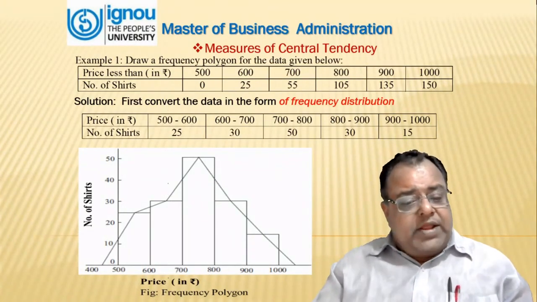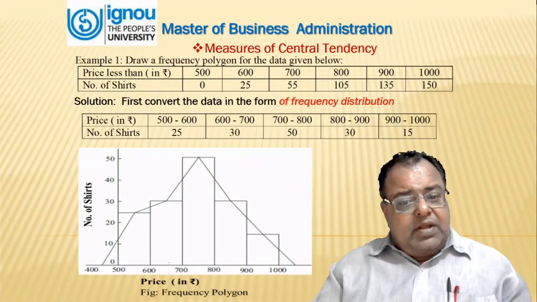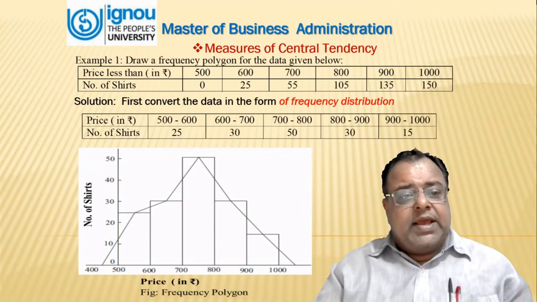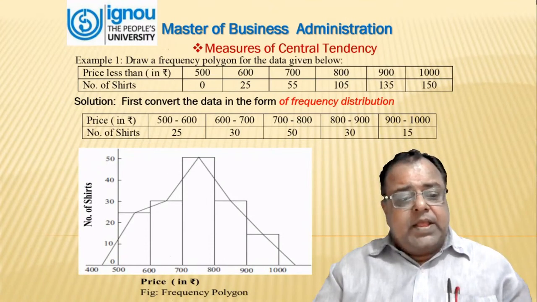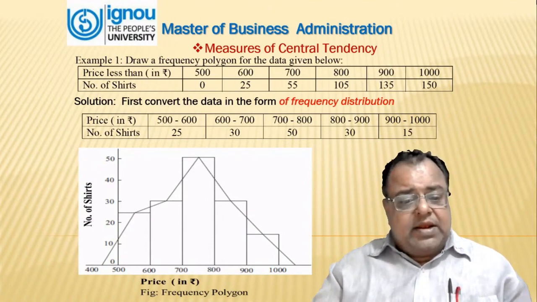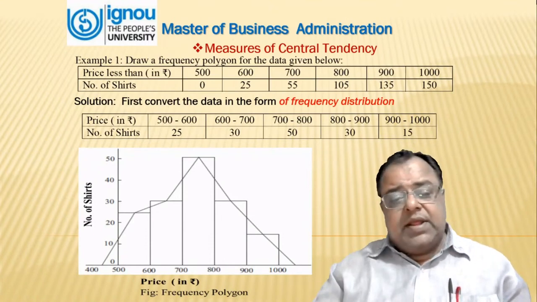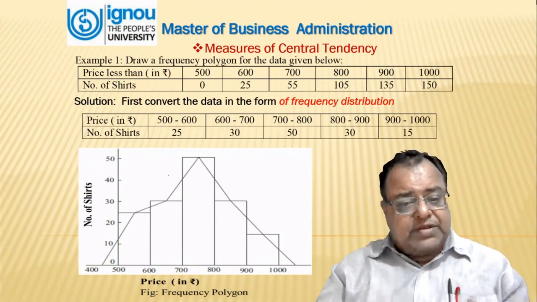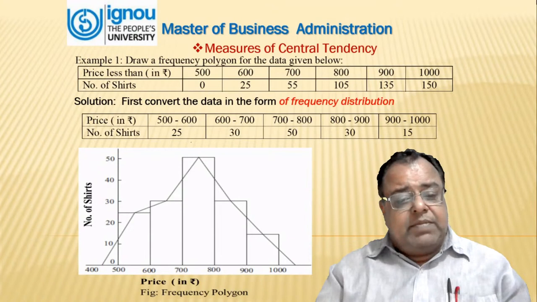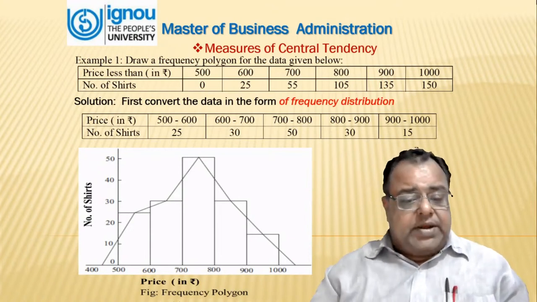Now, we will be converting this into graphical form. We will be drawing the histogram. First of all, on the x-axis, we will be taking the prices, and on the y-axis, we will be taking the number of shirts. Using an appropriate scale, we will be drawing histograms. Histograms are closed rectangular figures, and their width, in this case, will be 100.